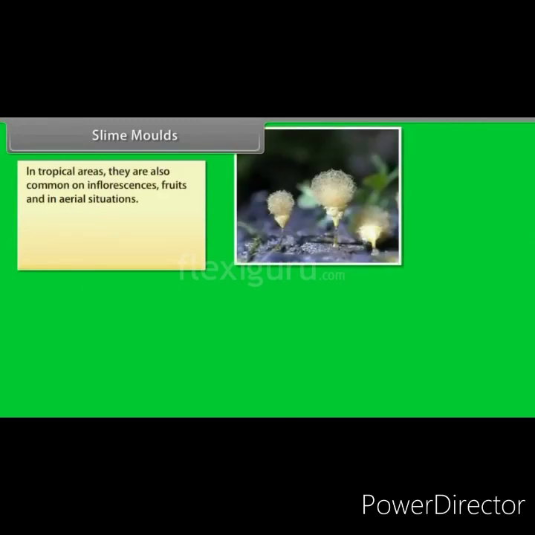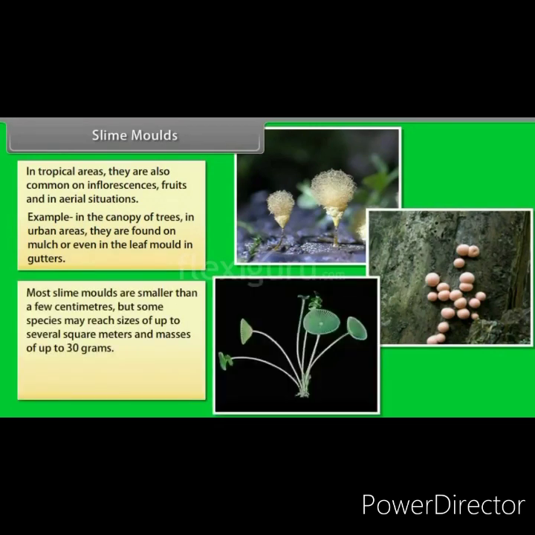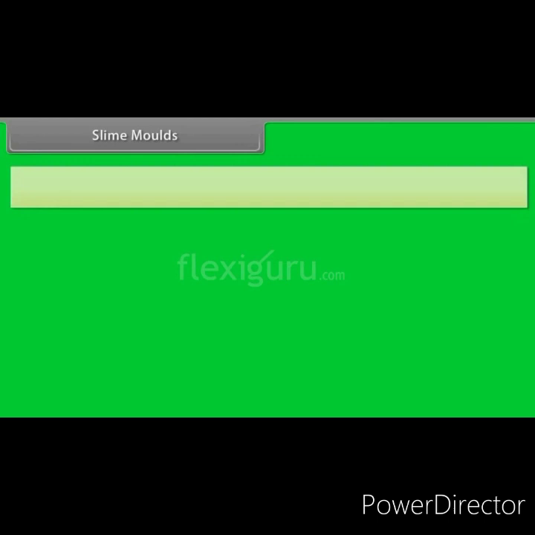In tropical areas, they are also common on inflorescences, fruits, and in aerial situations, for example, in the canopy of trees. In urban areas, they are found on mulch or even in the leaf mold in gutters. Most slime molds are smaller than a few centimeters, but some species may reach sizes of up to several square meters and masses of up to 30 grams. Many have striking colors such as yellow, brown, and white.